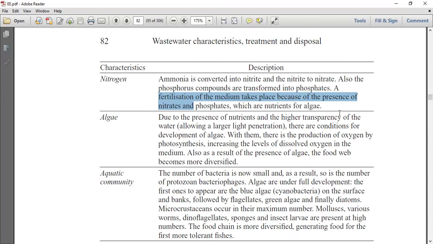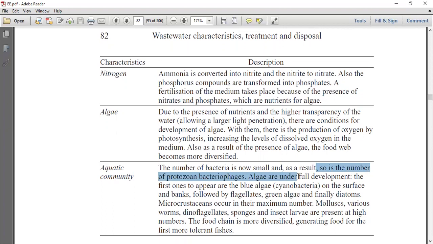With them, there is a production of oxygen by photosynthesis, increasing the level of dissolved oxygen in the medium. Also, as a result of the presence of algae, the food web becomes more diversified. Aquatic community: the number of bacteria is now small, and as a result so is the number of bacteriophages.